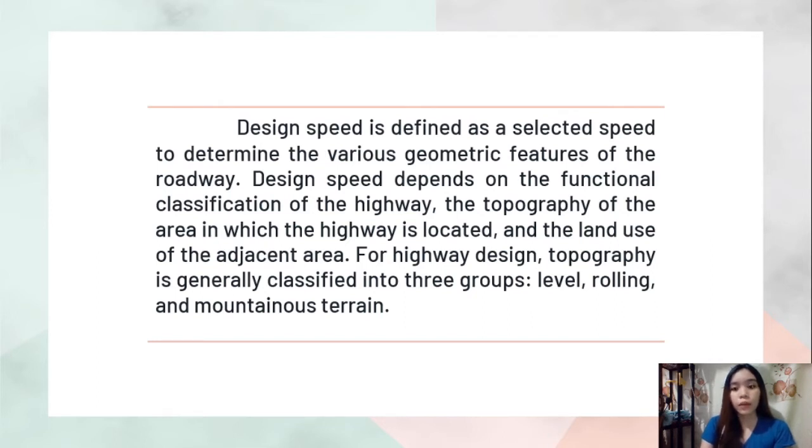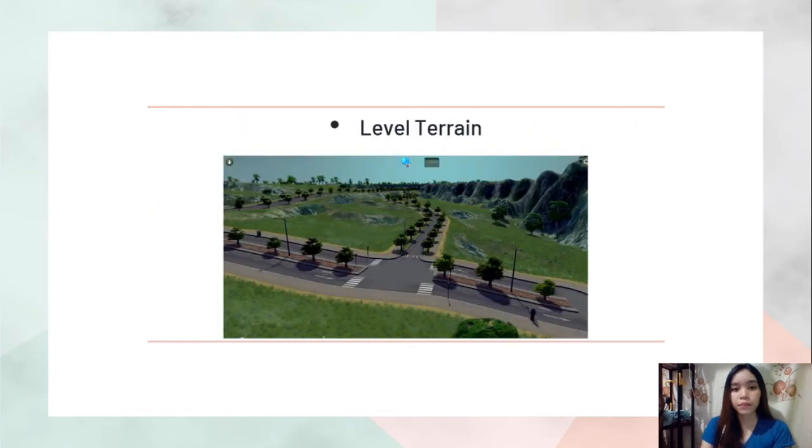For highway design, topography is generally classified into three groups: the level, the rolling, and the mountainous terrain. So this is a level terrain. Level terrain is relatively flat. Horizontal and vertical sight distances are generally long or can be achieved without much construction difficulty or major expense.